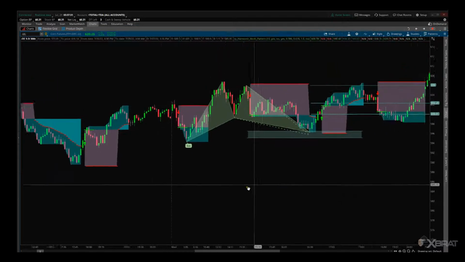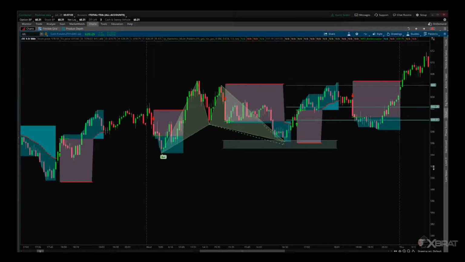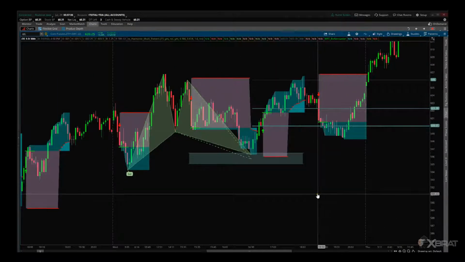Going on to Wednesday. You'll see the harmonics on there. We've got auto harmonic pattern as well from globaltradingsoftware.com. I just left this on there because I use them more as confirmations really to see how these are working.